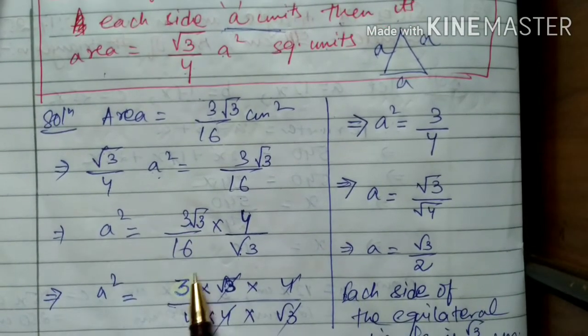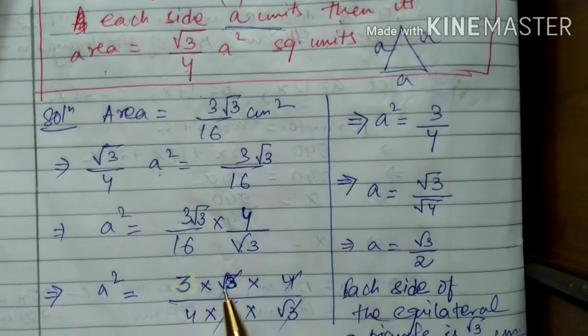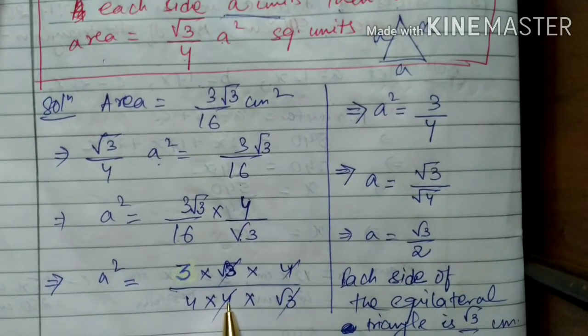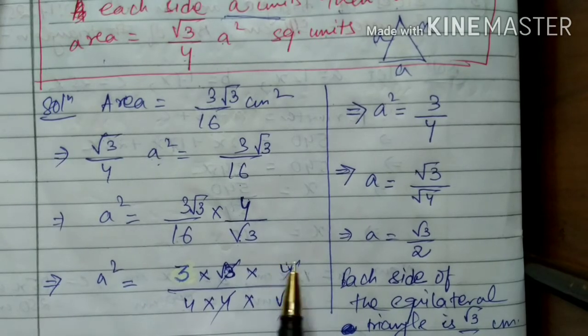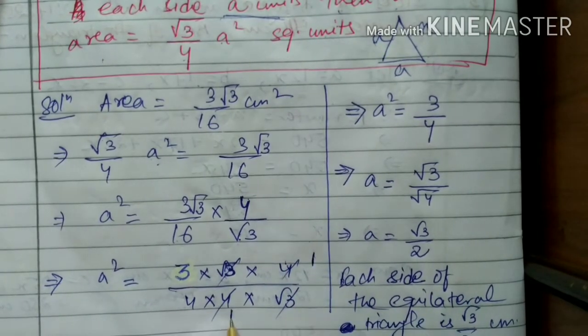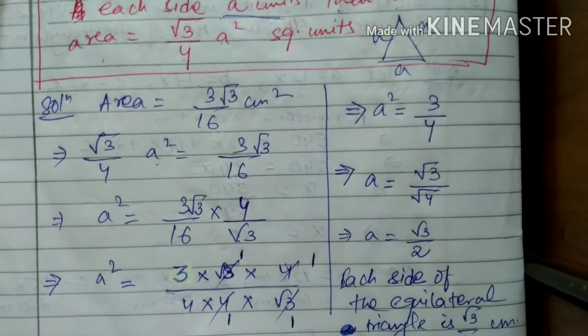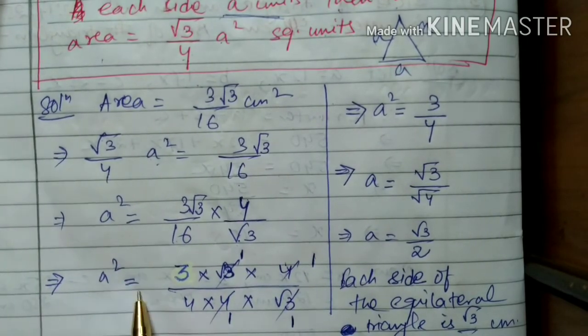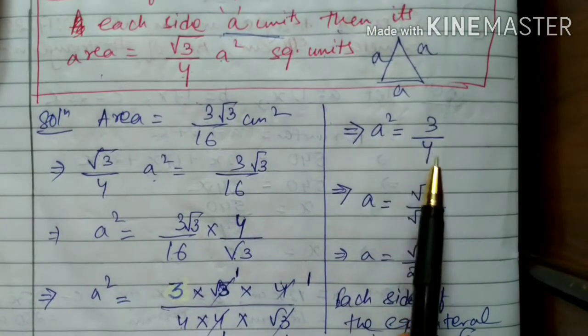Now 3 root 3 is written as 3 into root 3, and 16 is written as 4 into 4, with root 3 here. So 4 and 4 are cancelled, leaving 1 and 1. Root 3 is also cancelled, leaving 1 and 1. Now what is remaining? A square is equal to 3 by 4.